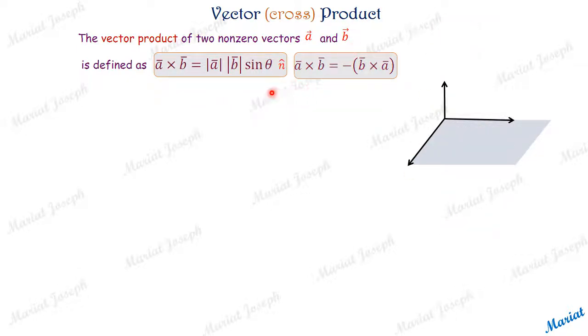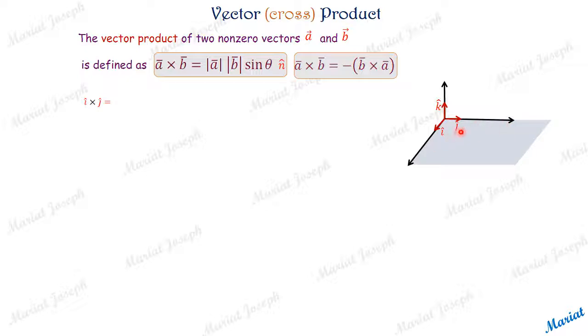Now let's see how we do the vector product when the vectors are given in component form. To do that, we first have to do the cross product of the unit vectors taken along the x, y and z axes: the i vector, j vector and k vector, the three unit vectors taken along the x axis, y axis and z axis. And what is i cross j? i cross j, as we know, i is the unit vector along the x axis, j is the unit vector along the y axis.